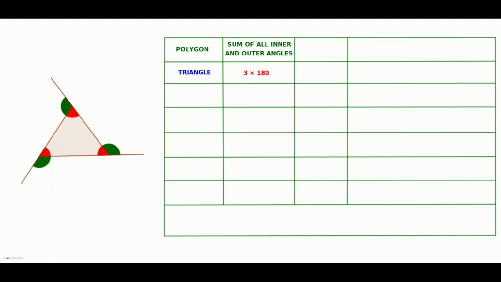Now you know that in a triangle, the sum of inner angles is 180, that you can write as 1 into 180. So sum of all inner and outer angles is 3 into 180. Sum of inner angles is 1 into 180. Sum of all outer angles is equal to 3 times 180 minus 180. That is equal to 2 times 180. That is 360 degrees.